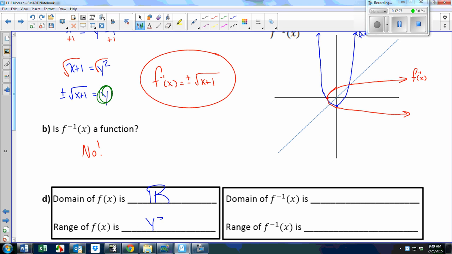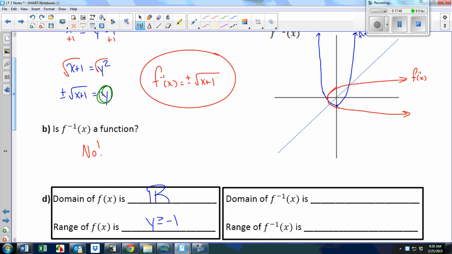Y is greater than or equal to negative 1. All right, here's a little reminder. In the inverse, you're just switching x's and y's. What's the domain of your inverse? What can you plug into that square root of x plus 1?